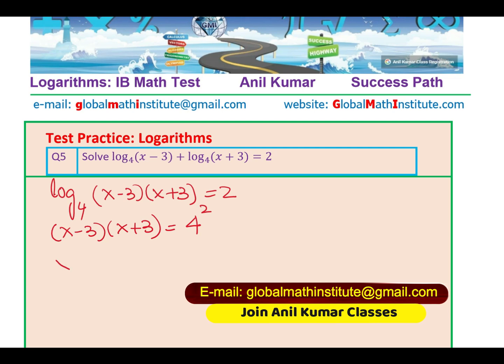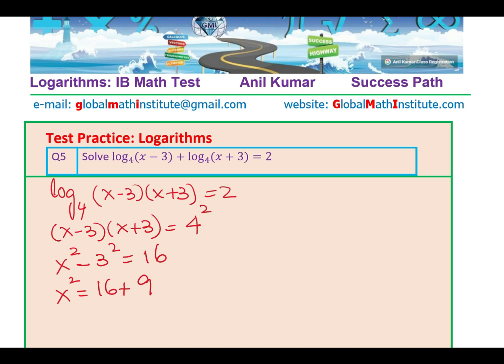And on the left side, we have a difference of squares, right? x squared minus 3 squared, let me write, equals 16. Okay, I can take 3 squared to the other side, so x squared equals 16 plus 9, which is 25. So x is plus or minus the square root of 25, which is plus or minus 5, correct?